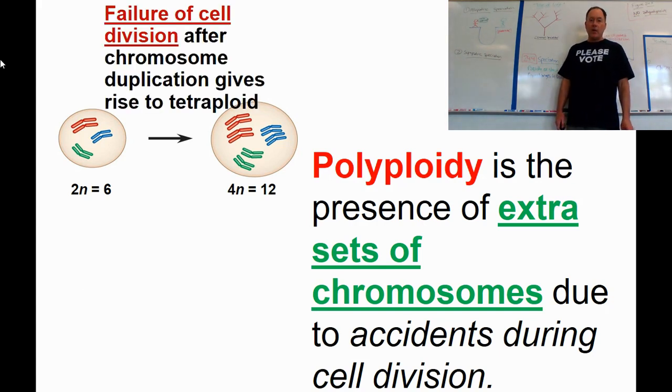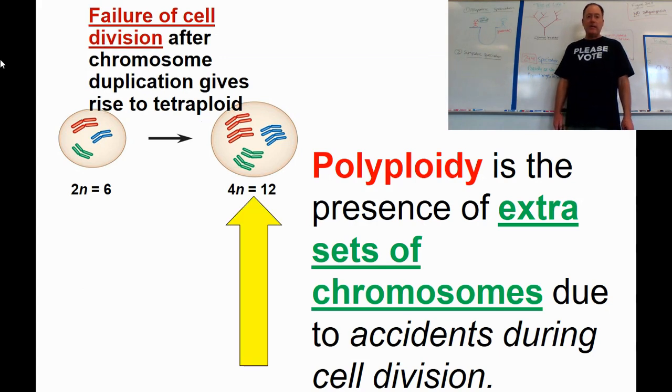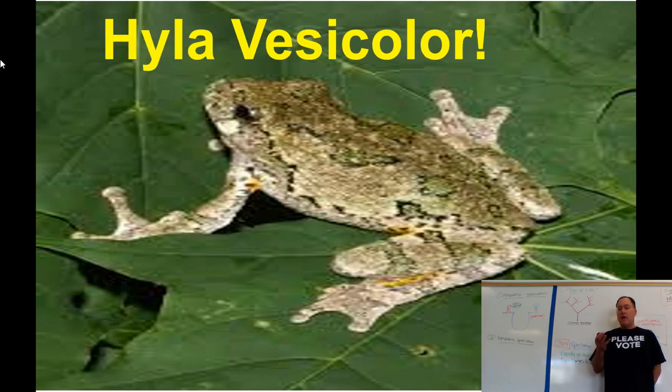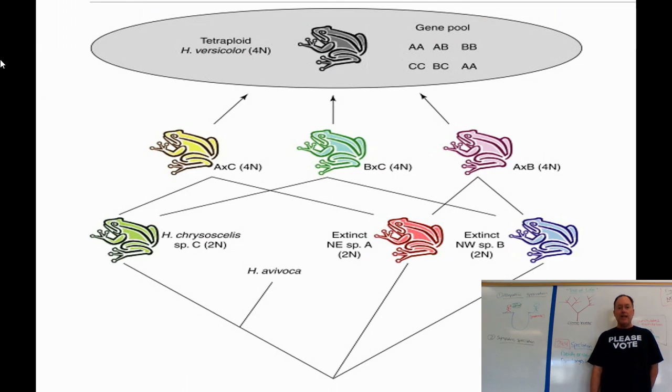Failure of cell division after chromosome duplication gives rise to tetraploids like this one right here. Well, here's an example of an animal that does have polyploidy. Frogs and toads are different. I want to call it a frog, I'm not going to call it a toad. It has a tetraploid, and the point is you can see lots of stuff that have gone down here, and as a result, we now have this tetraploid animal that has 4 sets of chromosomes in each one of its cells.